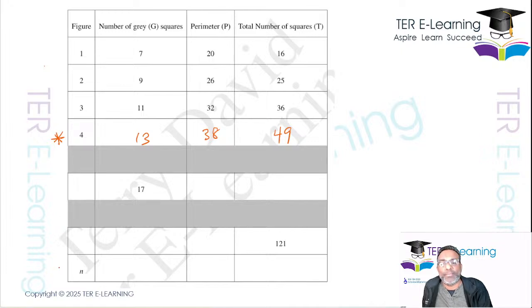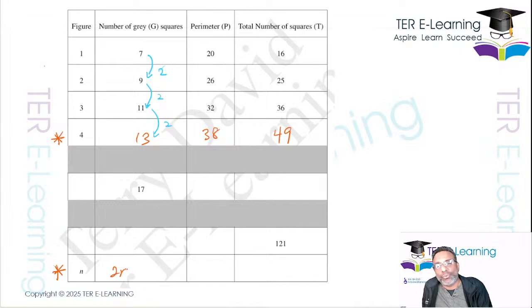Now what I normally tell my class to do is to work out the formulas for figure n. Do that first before you figure out anything. So in this case, let's see what's happening. When I jump from here to here, I'm adding 2. When I jump from here to here, I'm also adding 2. And from here to here, I'm also adding 2. Those types of sequences are easy to figure out. That 2 needs to appear in your formula.